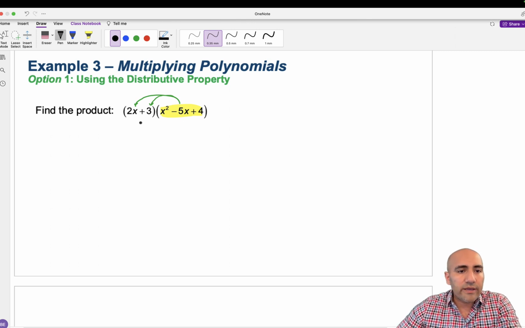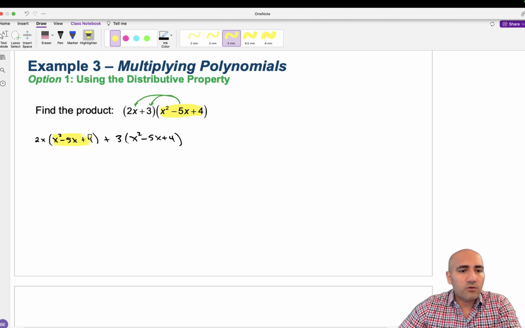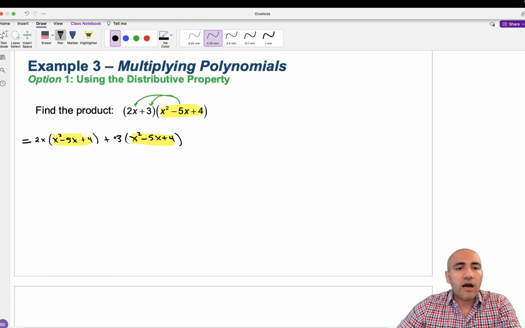So in this way, let's say over here, that means that we would end up with 2x times x squared minus 5x plus 4 plus 3 times x squared minus 5x plus 4, right? So that's where this term right here is the one that's being distributed across that first polynomial.